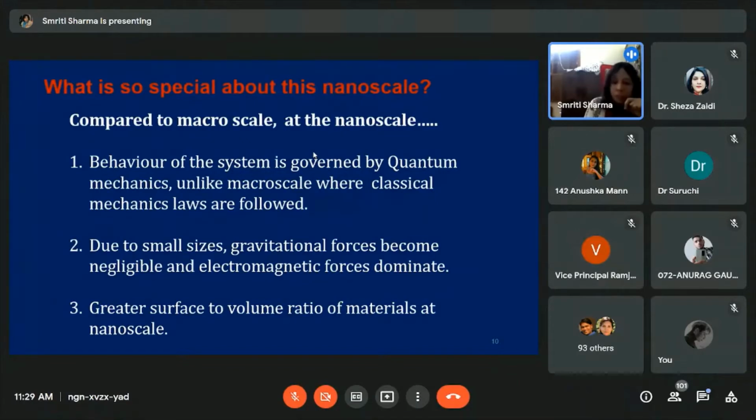And third, all of you must have read in catalysis that if you have a block of charcoal and if you have powdered charcoal, since the surface to volume ratio is high in powdered charcoal, powdered charcoal would be a better catalyst. The same thing happens at the nanoscale also. Surface to volume ratio increases. So three things: quantum mechanical laws govern nanotechnology, gravitational forces become negligible while electromagnetic forces dominate, and there is a greater surface to volume ratio. These three things are special about the nanoscale.